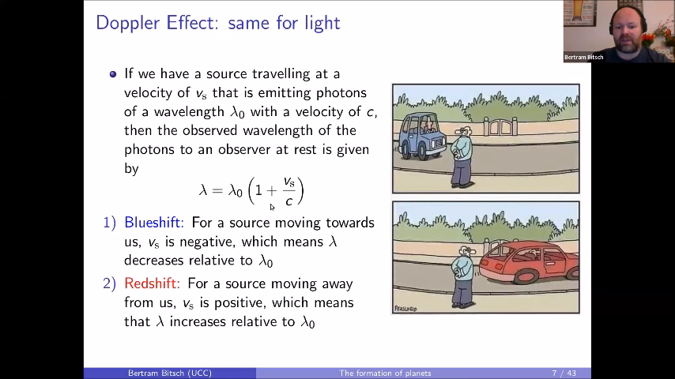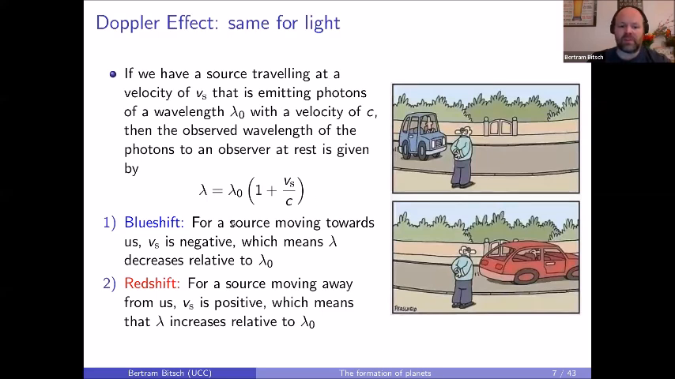So we have here actually the equation. It's the only equation I'm going to show. No worries. So lambda is the wavelength of the light that we would observe. And the wavelength shift that we have is then equal to lambda 0, so the original wavelength of the light that we want to observe, multiplied with 1 plus the velocity of the source divided by the speed of light. So it depends on the velocity of the source.